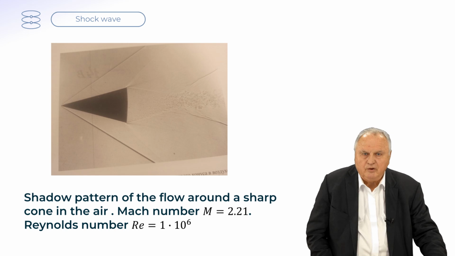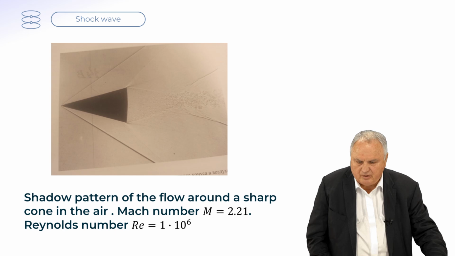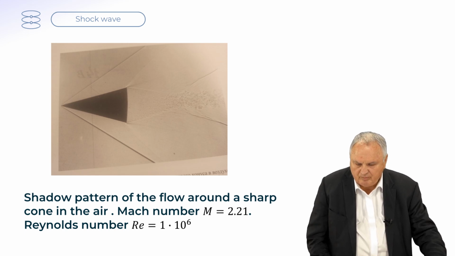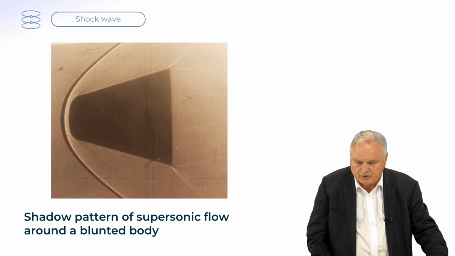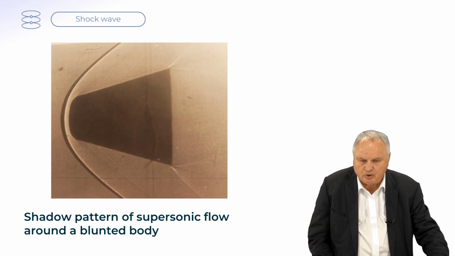The following figures show examples of shock waves behind a sharp cone. You can see it here. These are shock waves here and here. This is a shadow pattern of flow around a sharp cone in the air. The Mach number is somewhat more than 2. The Reynolds number is more than 1 million. Shadow pattern of supersonic flow around a blunted body. You can see shock waves here.